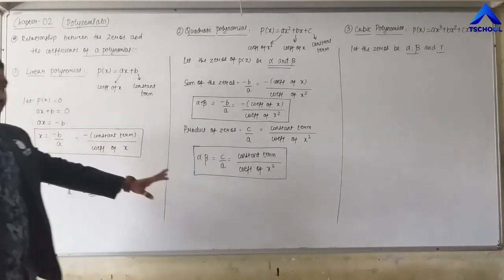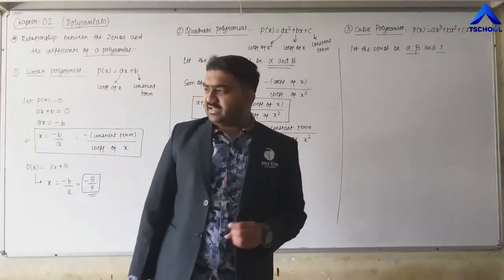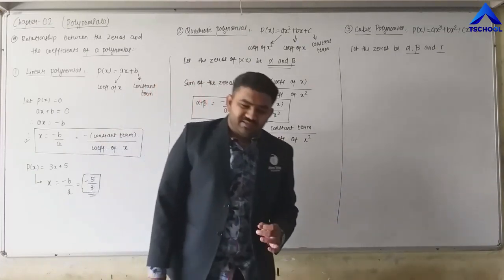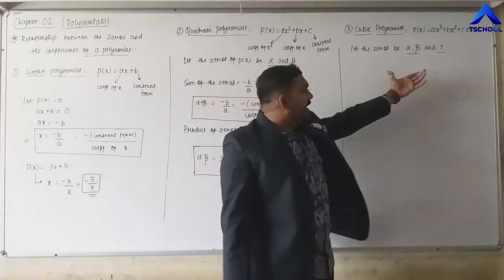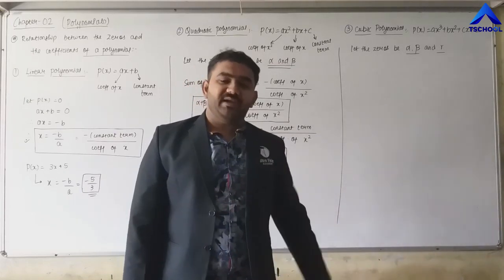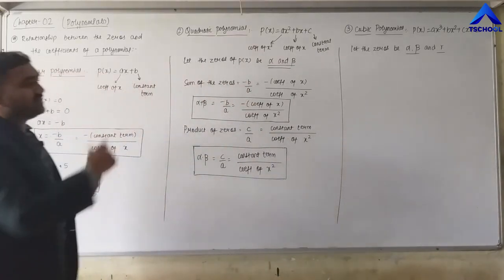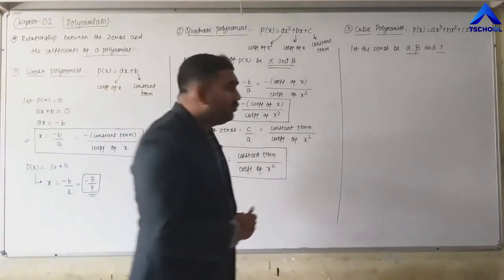As we discussed in the graphical representation, the graph of a cubic polynomial is a waveform. That means it is intersecting the x-axis at how many points? Three points. So I have assumed three zeros for a cubic polynomial. Let the zeros be alpha, beta and gamma. Right? So these are the zeros that the cubic polynomial possesses.